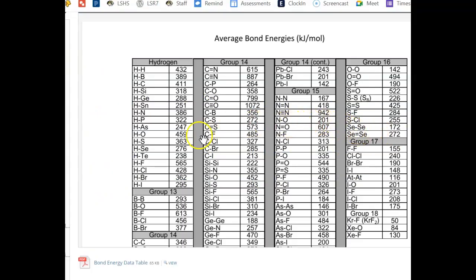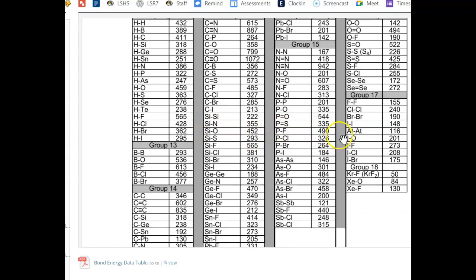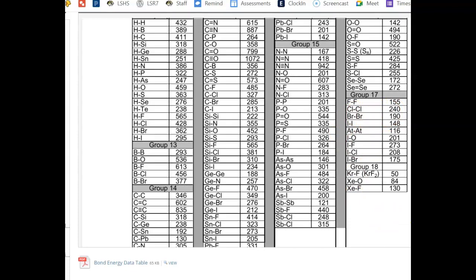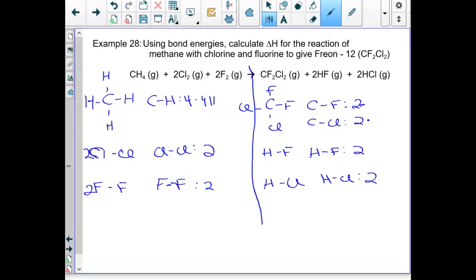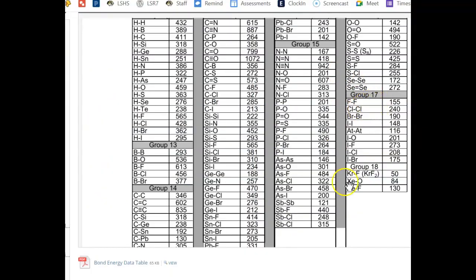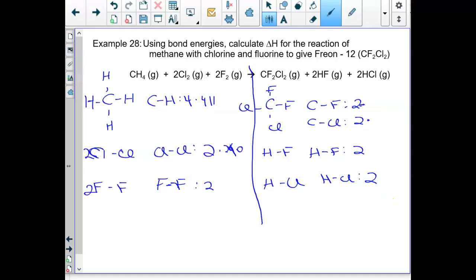Chlorine-chlorine bonds. We're looking for chlorine-chlorine bonds. Right here, 240. So that's going to be value 240. Fluorine bonds, 155. It's going to be 2 times 155. This was 240. Okay, and that gets that piece done. We'll do the math in a minute.